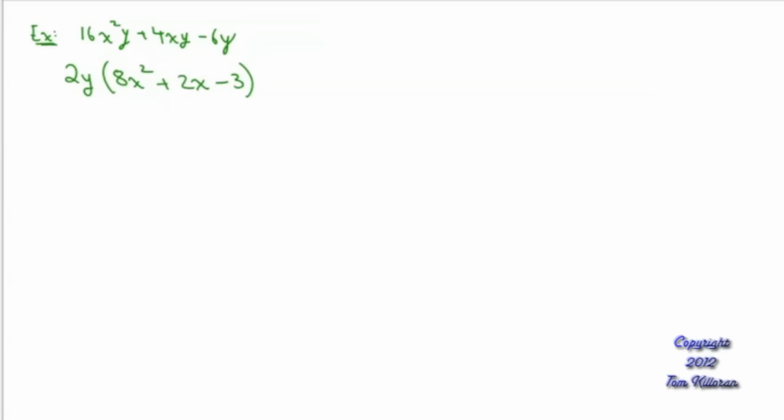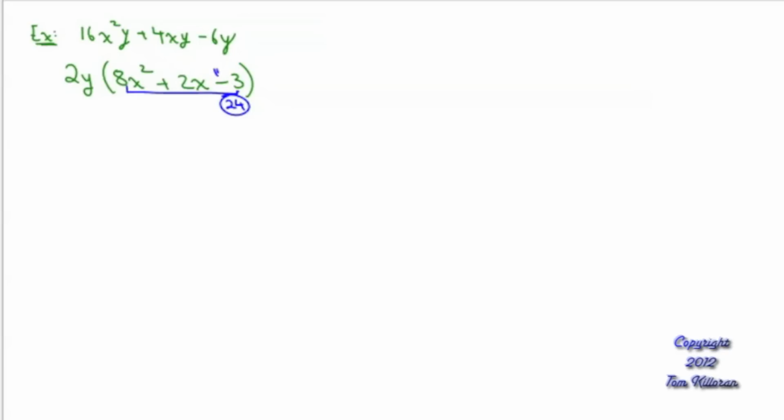So we need to take the first number and the last number and multiply them together. So 8 times negative 3, well, don't even worry about the negative. 8 times 3 is 24. This is where you're going to start. What are factors of 24 that subtract up to a 2? 6 and 4.